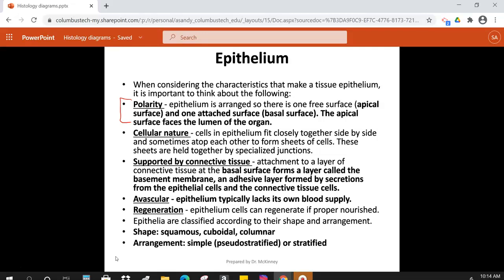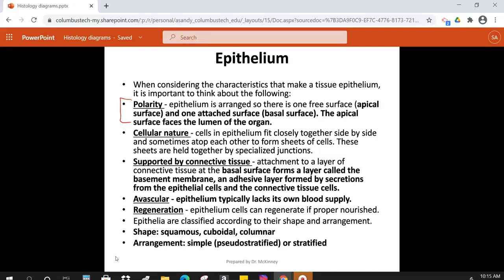Regeneration: epithelial cells can undergo mitosis, and so they can regenerate as long as they are properly nourished. And this will make more sense when we get to the integumentary system. You can see that the epithelial cells that are closest to the dermis and are nourished by the underlying connective tissue will be able to undergo mitosis. They will be able to regenerate. But as the cells move away from the connective tissue and away from their source of nourishment, then those cells will not be able to regenerate.